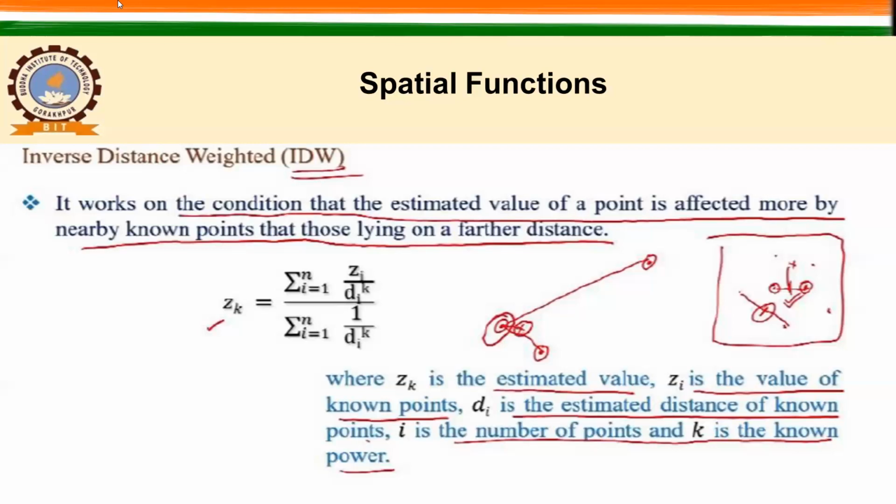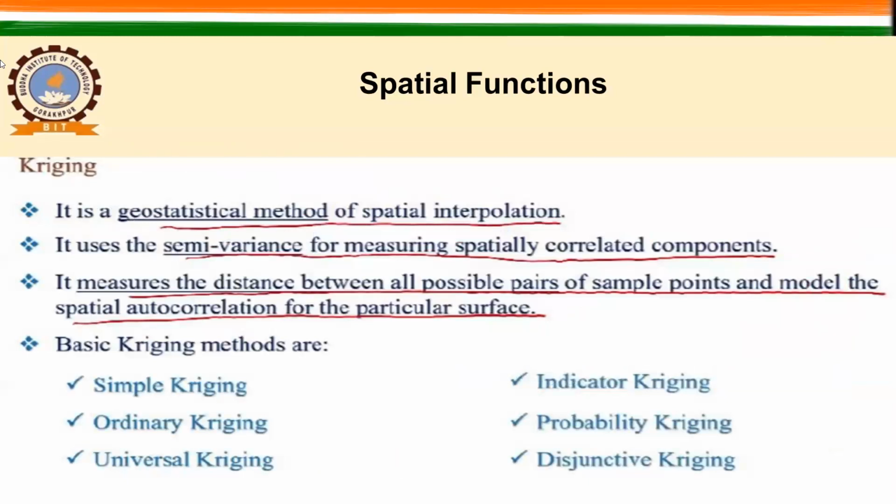The next method is kriging. Now, it is a geostatistical method of spatial interpolation. It uses semi-variance for measuring spatially correlated components. It measures the distance between all possible pairs of sample points and models the spatial autocorrelation for the particular surface. Basic kriging methods are simple kriging, ordinary kriging, universal kriging, and so on. You can search for this.